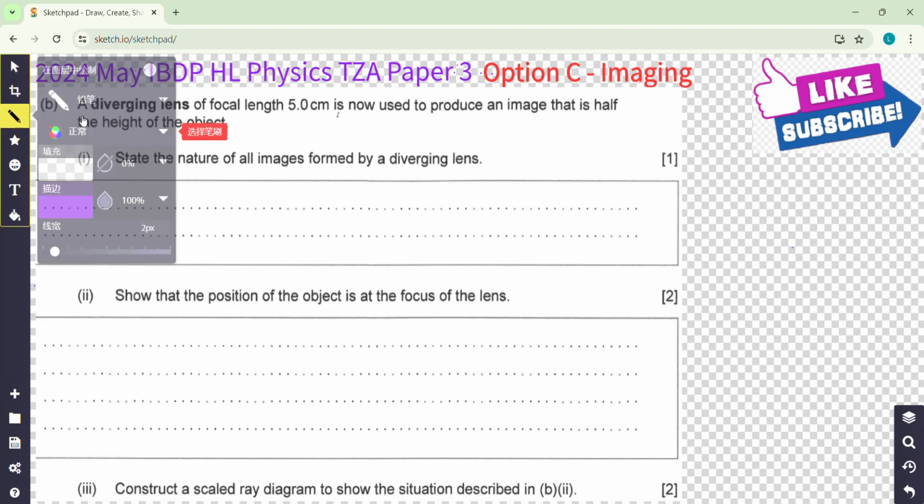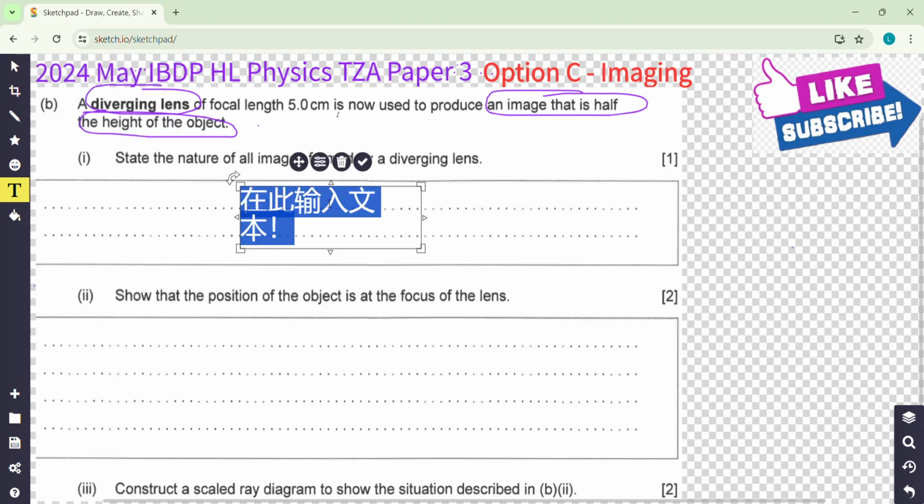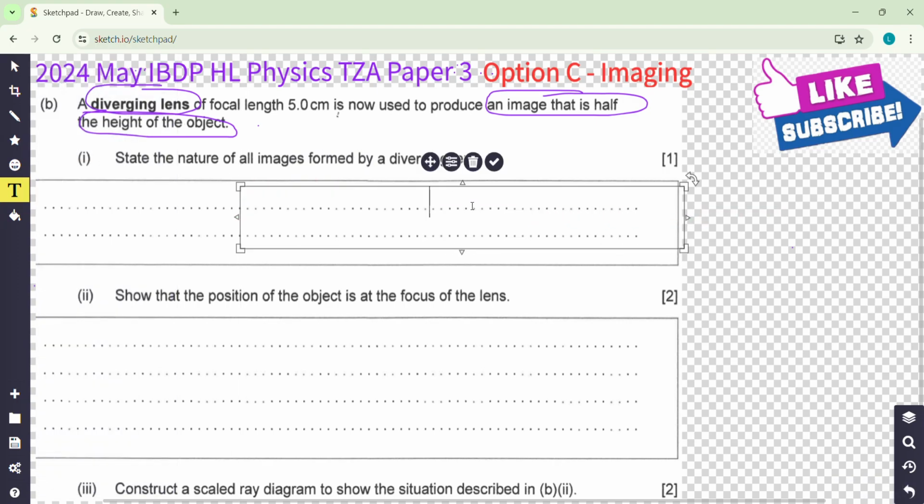Now they use a diverging lens. Still, the height of the object's image is diminished by 50%. First, state the nature of the image formed by a diverging lens. Diverging lens, I remember, just one kind of image, textbook problem: direct, smaller but diminished, and virtual. Excellent. And this is important for part 2 too.